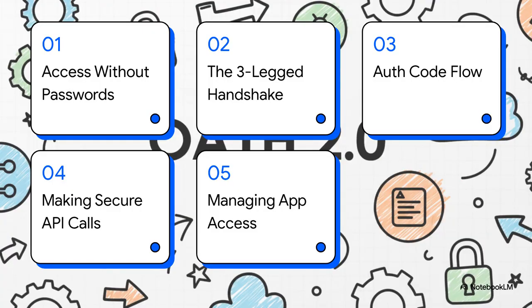Okay, here's what we're going to cover. First, we'll talk about why we even need access without passwords. Then, we'll get into the three-legged handshake. After that, the authorization code flow, the real meat of it. Then we'll look at making secure API calls, and we'll wrap up with managing your app's access.